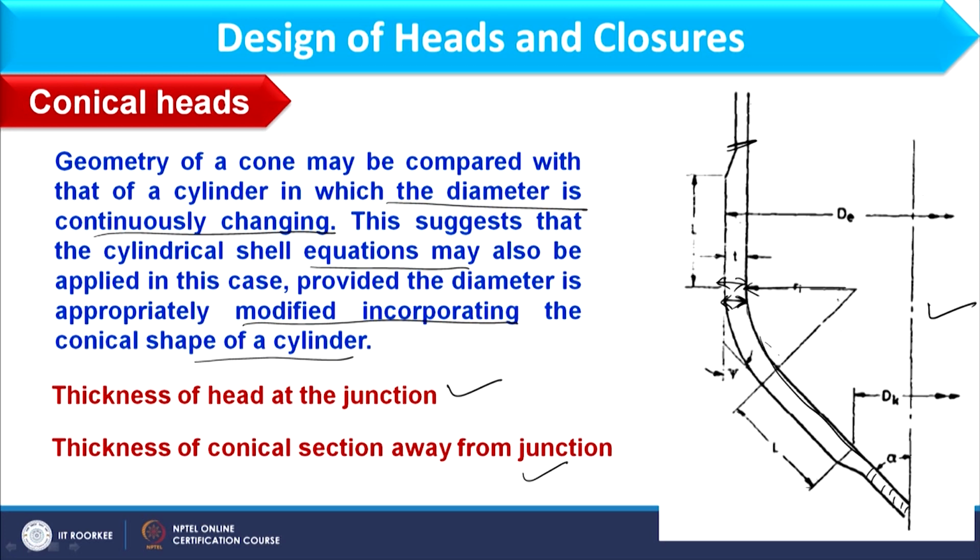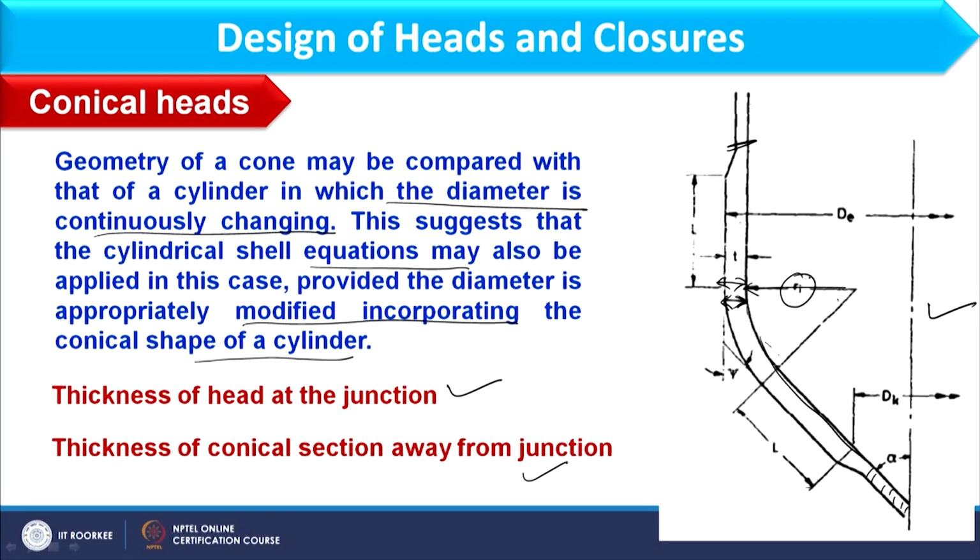Now, if you see this diagram here, a few more points I need to focus on. If you consider this Ri, what is this Ri? That is the radius of knuckle part. If you remember, we have discussed in conical head that if the apex angle exceeds 60 degree, it means the conical section should have a curved or knuckle part. So, that knuckle part must have the radius Ri. Okay. So, that you can see in this diagram.